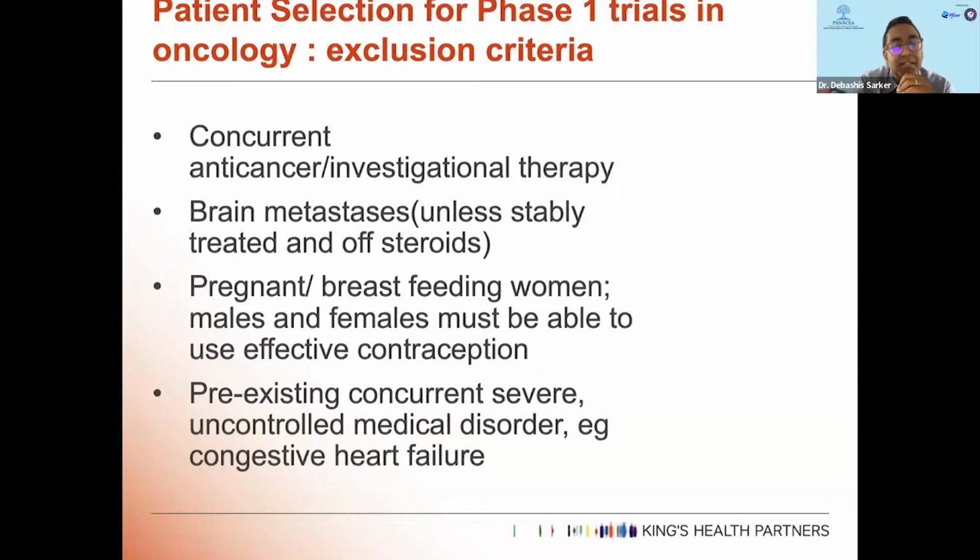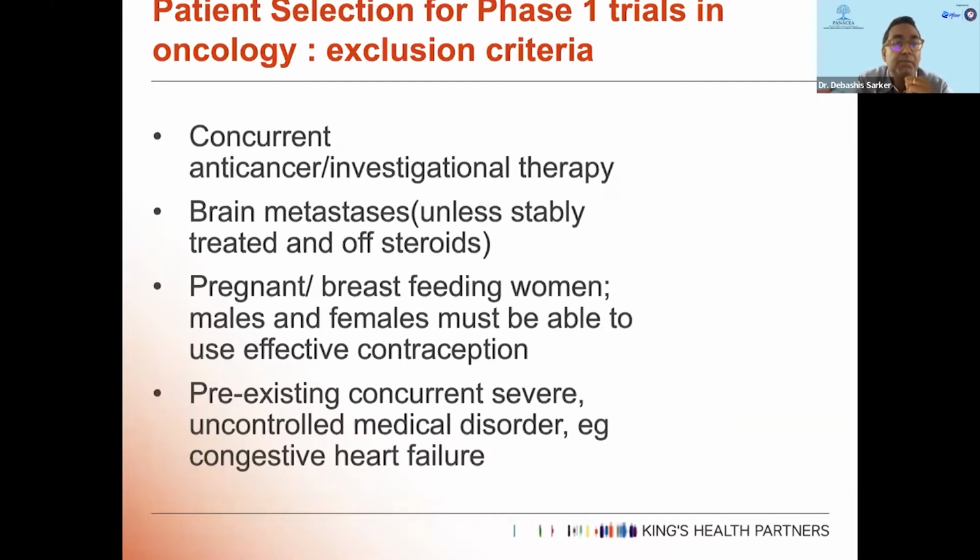Brain metastases, again, historically has been an absolute contraindication. Nowadays, patients with brain metastases can often be considered for phase 1 trials, provided that they have previously been treated, that there isn't any ongoing neurological consequence, and they're off, for example, steroid therapy.